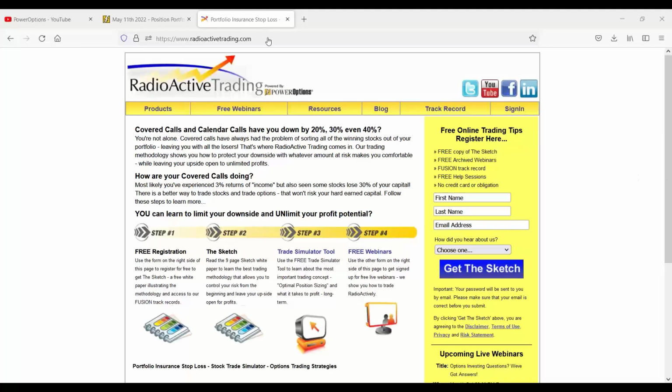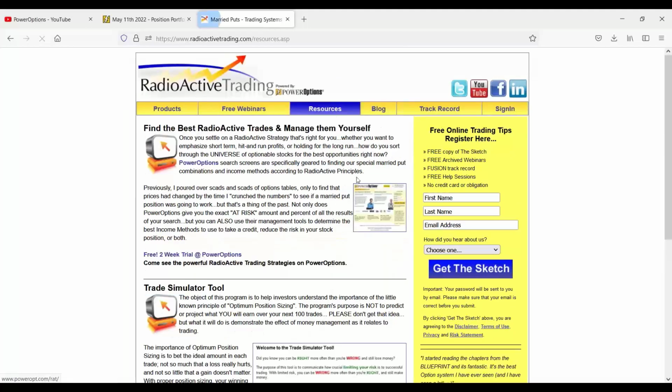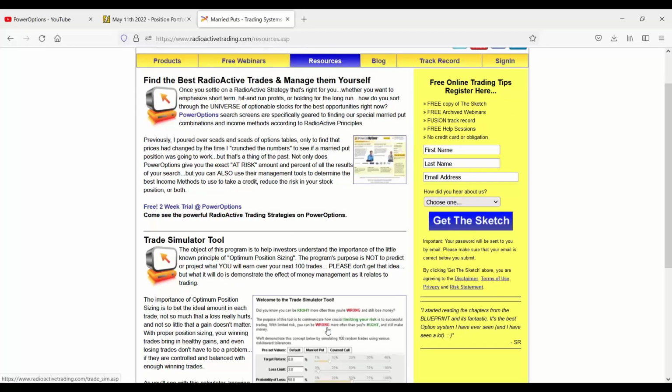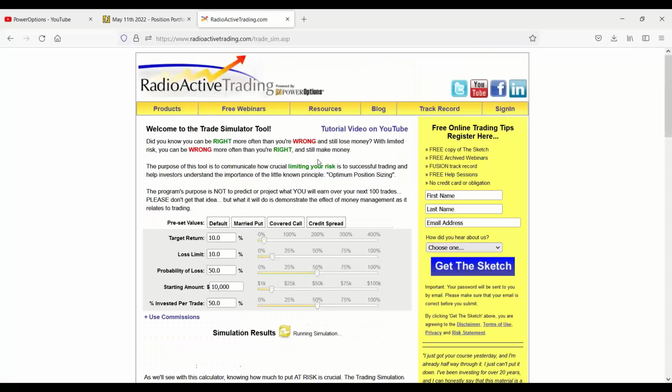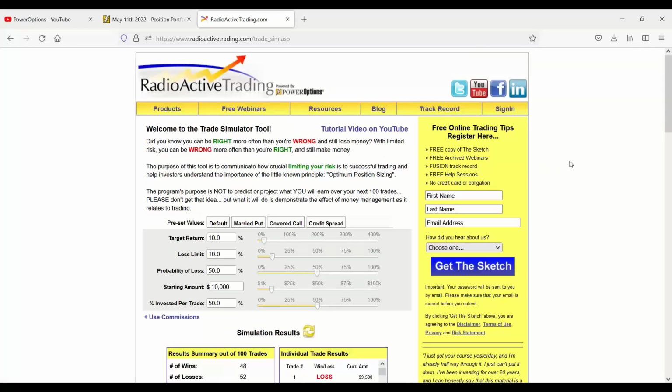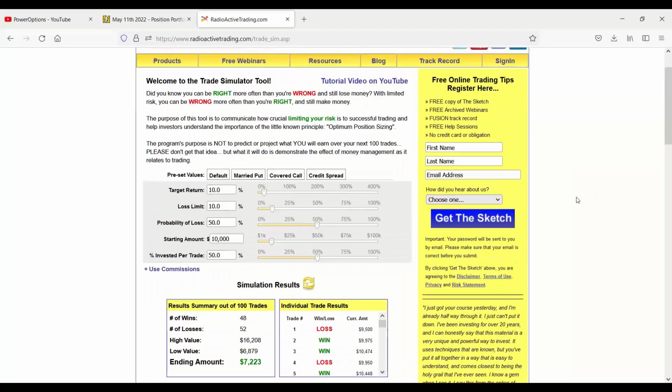Of course. Now, if you go to radioactivetrading.com, where you see the information about the blueprint, this free white paper, the sketch, of course, is there as well. But if we go into the resources tab, we can see access to the trade simulator tool. The trade simulator tool is essentially a simulation where I can put in my expectations for a given strategy.